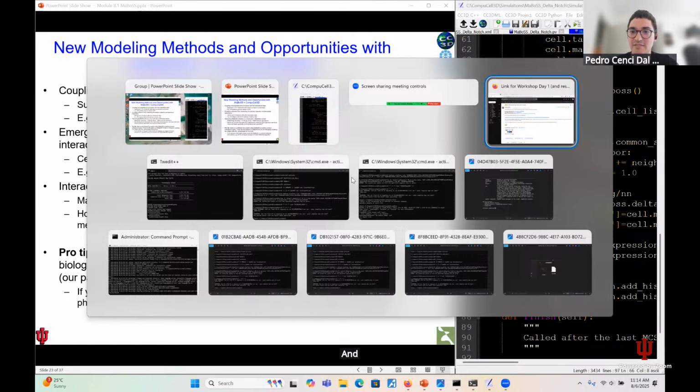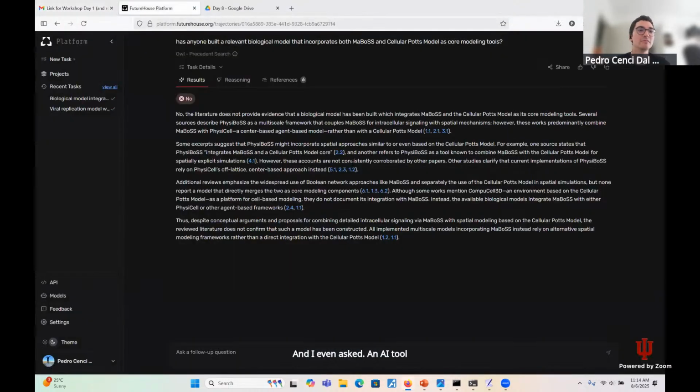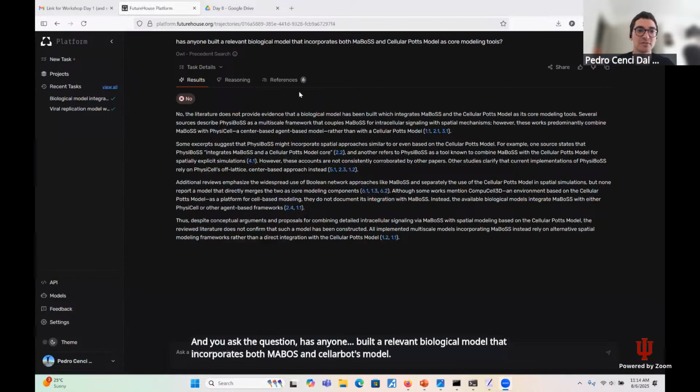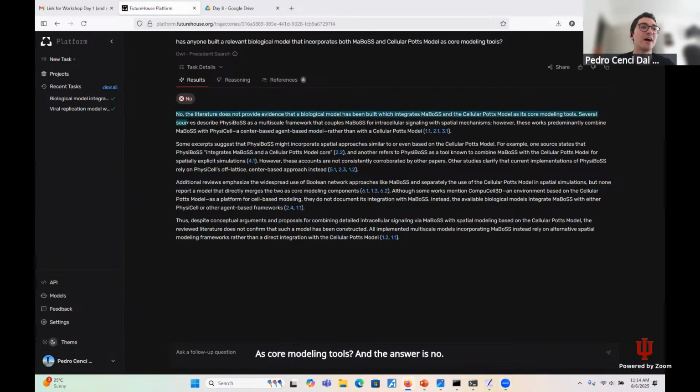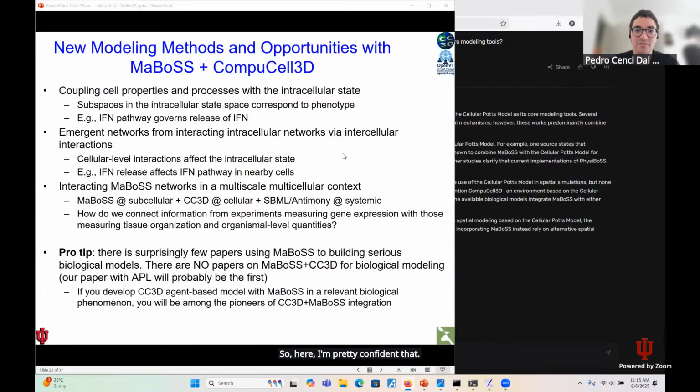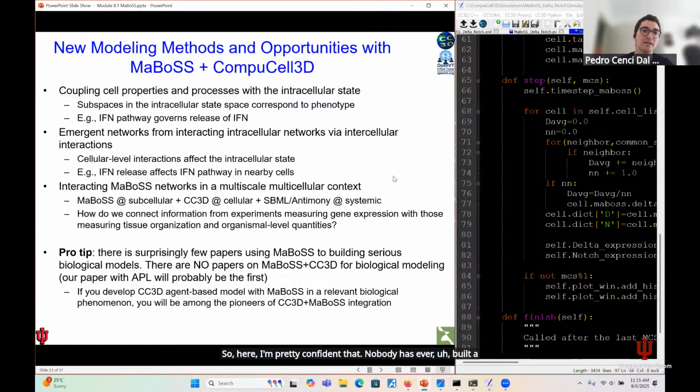And I even asked an AI tool called Owl, which explores millions of papers in the literature. And you ask the question, has anyone built a relevant biological model that incorporates both MaBoSS and a cellular model as core modeling tools? And the answer is no. It is very hard to find this AI to give you a no as an answer. So here, I'm pretty confident that nobody has ever built a serious MaBoSS plus CompuCell3D model.